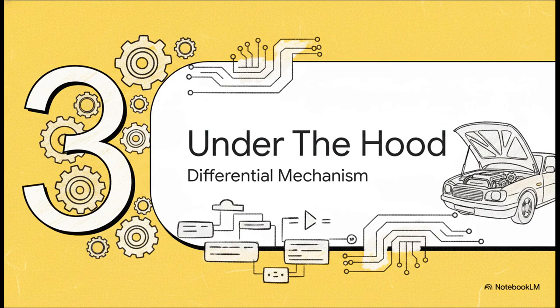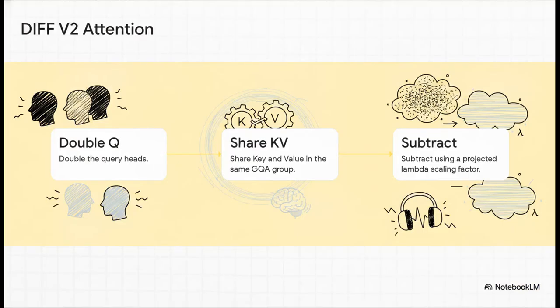All right, Section 3. Let's look under the hood at this differential mechanism. Here is the exact step-by-step breakdown of how diff V2 processes attention. First, it doubles the query heads compared to your baseline transformer. Second, it shares the key and value within the same grouped query attention, or GQA, group. And third, it subtracts the two resulting attention maps using a projected lambda scaling factor.